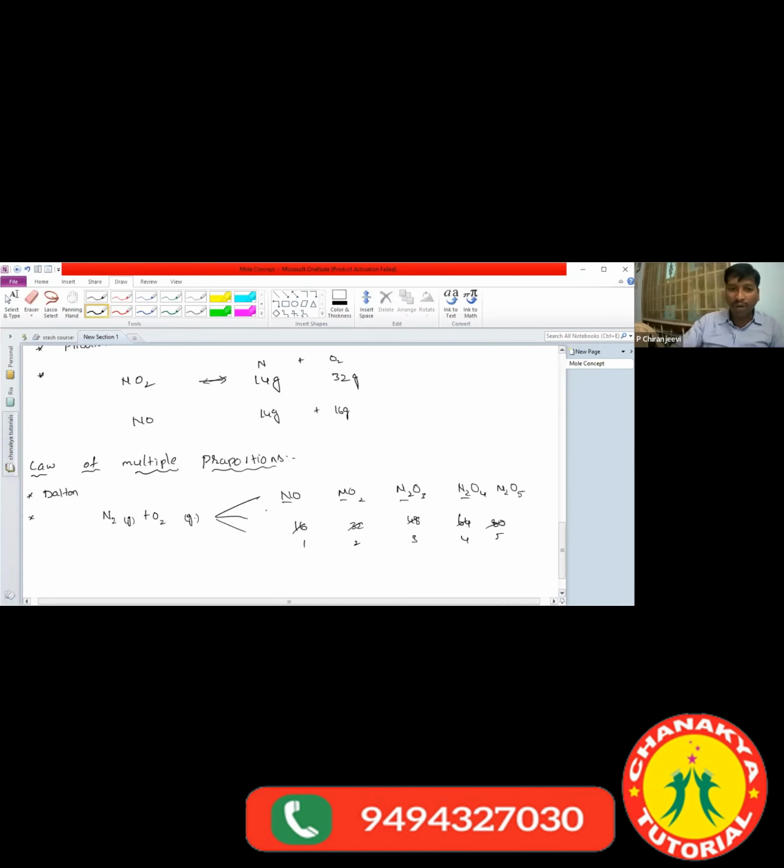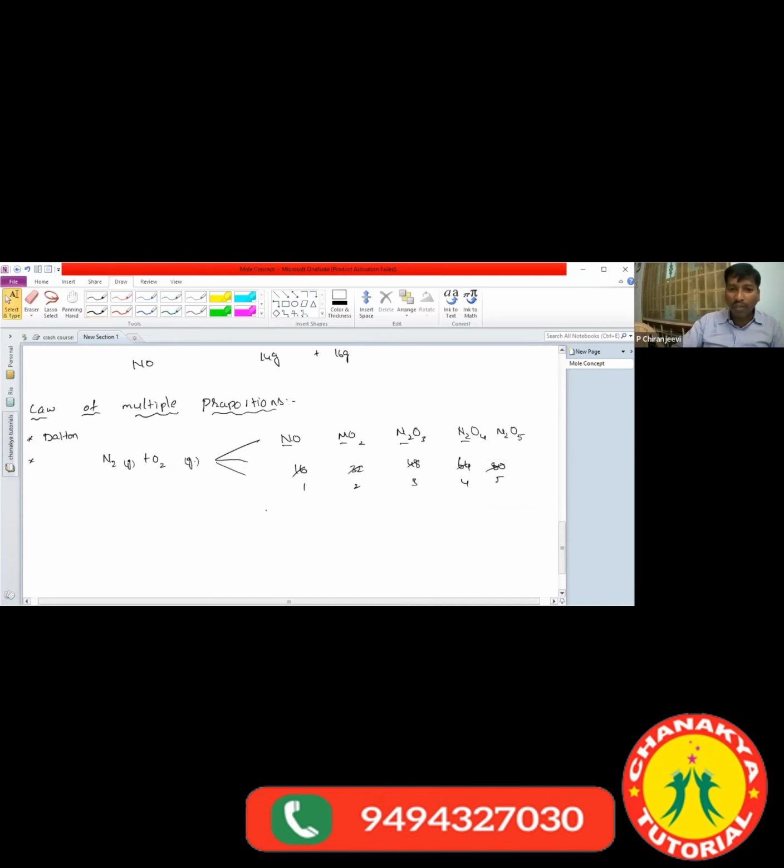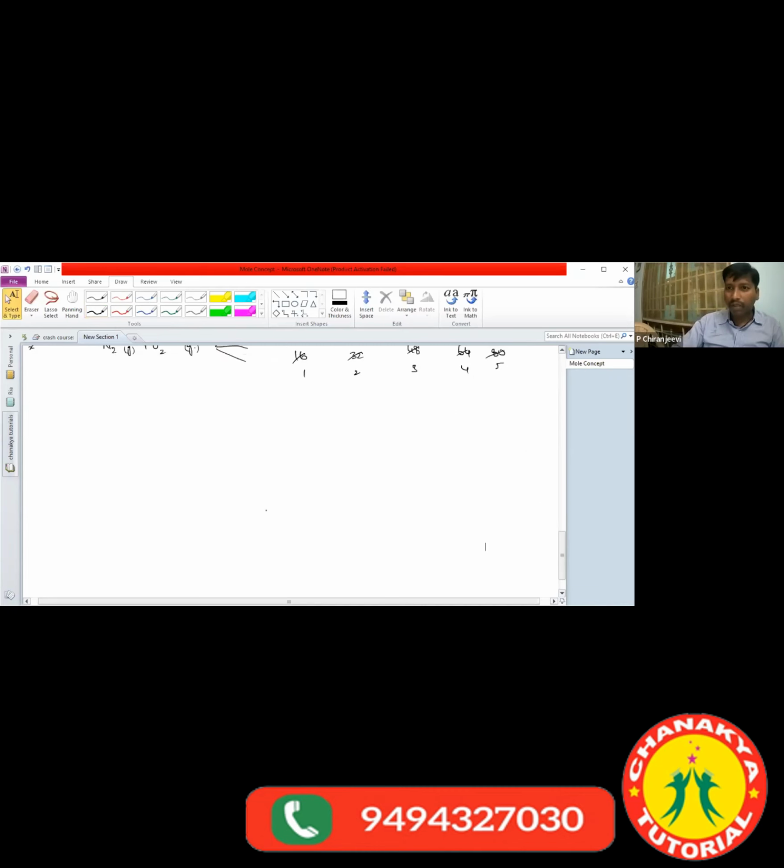And another one is the law of reciprocal proportions. So what is the law of reciprocal proportion? The law of reciprocal proportions was proposed by Richter.